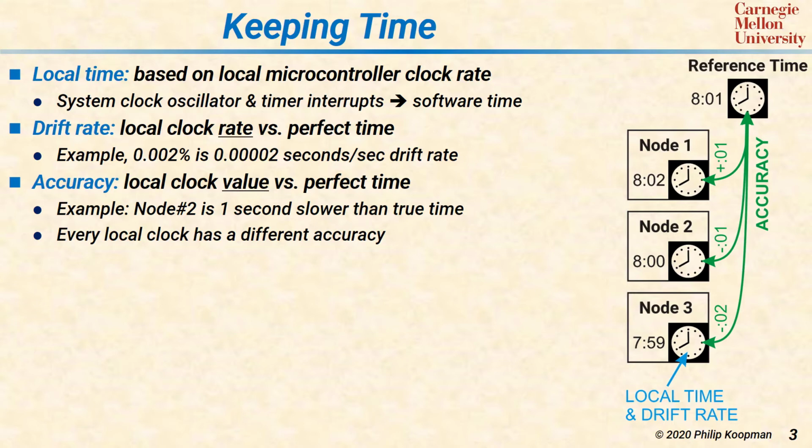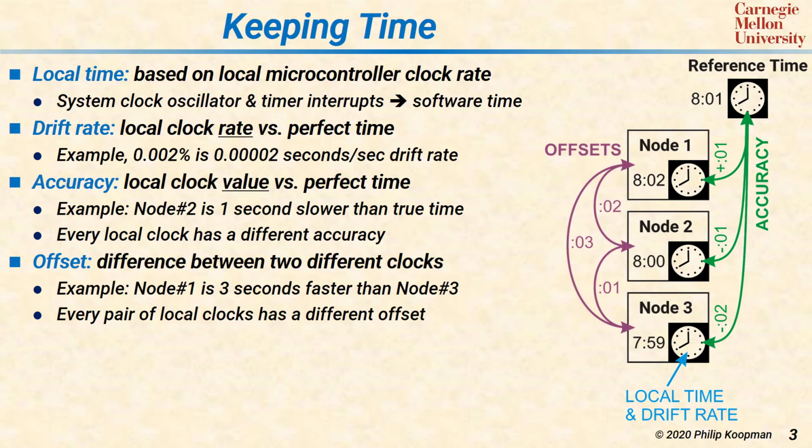It's common for embedded systems to have multiple computers coordinating, not necessarily even in the same time zone, and so the time difference between two clocks is the offset. So for example, node 1 may be 3 seconds faster than node number 3. This offset has no idea about accuracy. Both clocks could be an hour off from perfect time or 10 hours off from perfect time, but as long as the two clocks agree within 3 seconds, maybe that's good enough for your application because you're interested in agreement rather than running a clock display. Every pair of local clocks within a system has an offset.